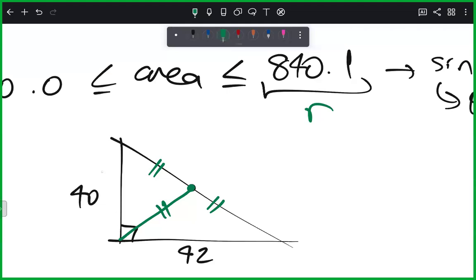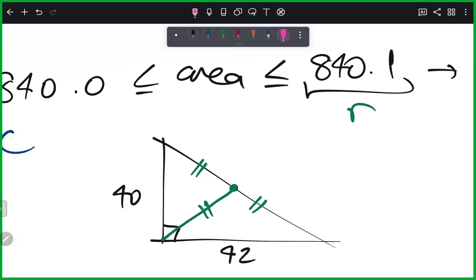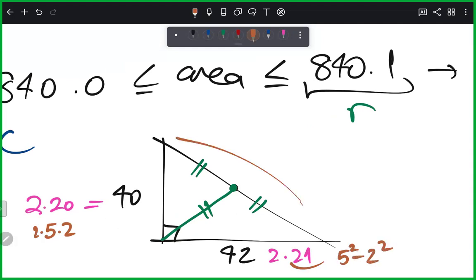On the other hand, 40, 42, let's find the hypotenuse. So I think this is a Pythagorean triple. So this is 2 times 20. This is 2 times 21. Observe that 20 is 2 times 5 times 2, and 21 is 5 squared minus 2 squared. So the hypotenuse has to be 2 times 5 squared plus 2 squared, and this is 2 times 29. And the median is half of the hypotenuse, so this has to be 29.